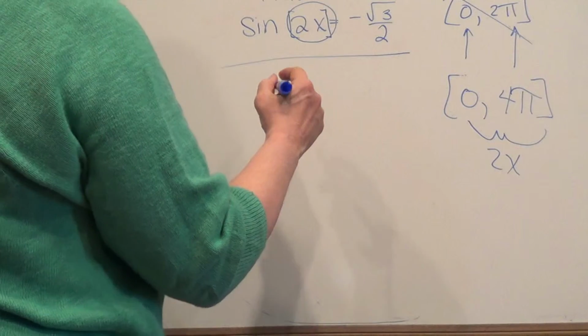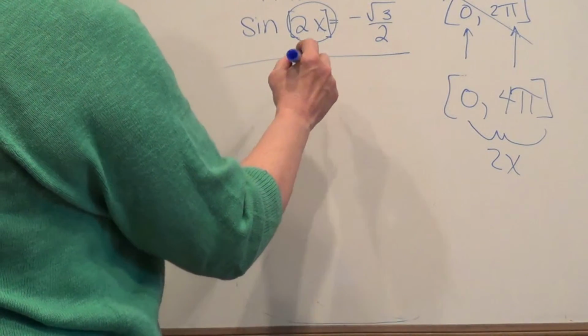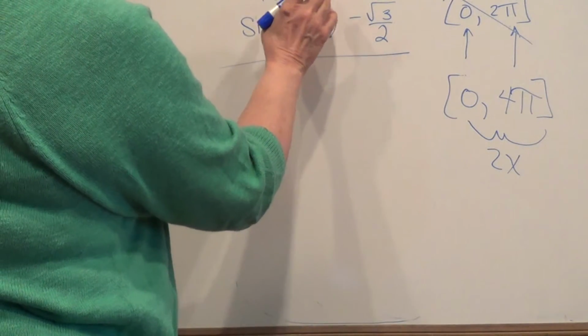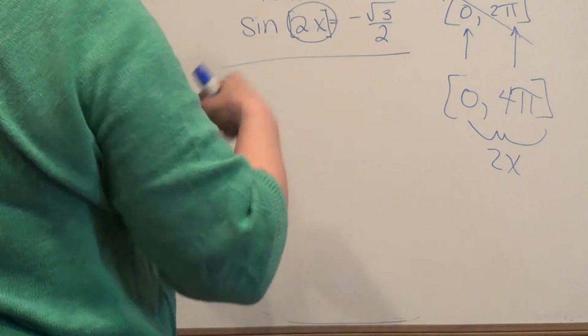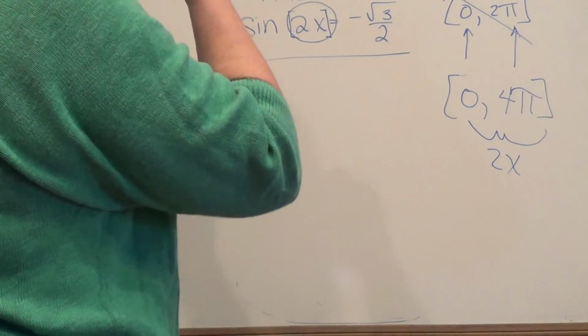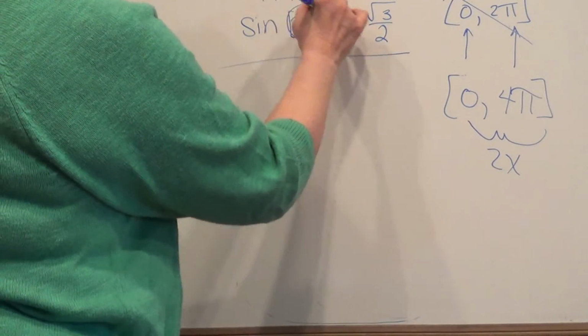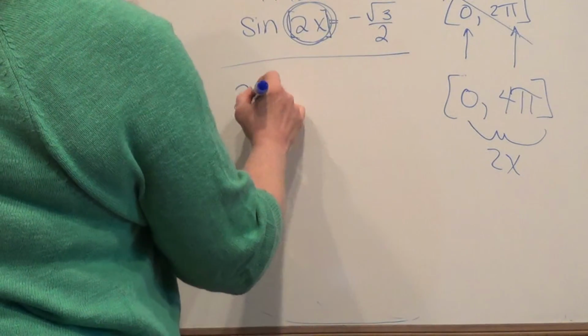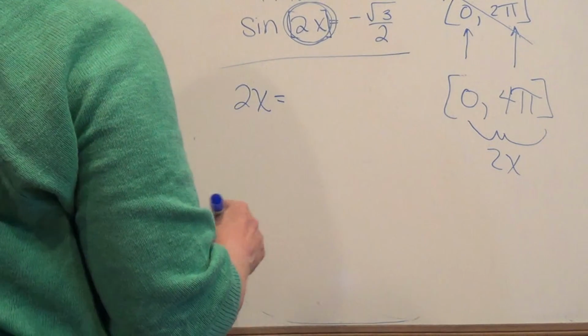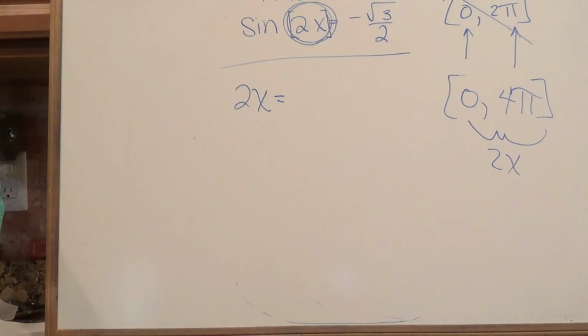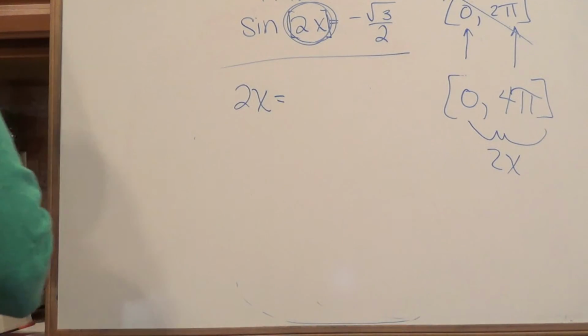So as long as the sine is there, we do not split it up. You'll see down here that we do split it up, but in the beginning it is inviolable. So let's go on with that, and we're asking ourselves, where is the sine of something equal to negative square root of 3 over 2 in this range between 0 and 4 pi. So I'm actually finding out what that value 2x will have to take on. So I'm looking at the unit circle. Negative square root of 3 over 2 appears at, okay.